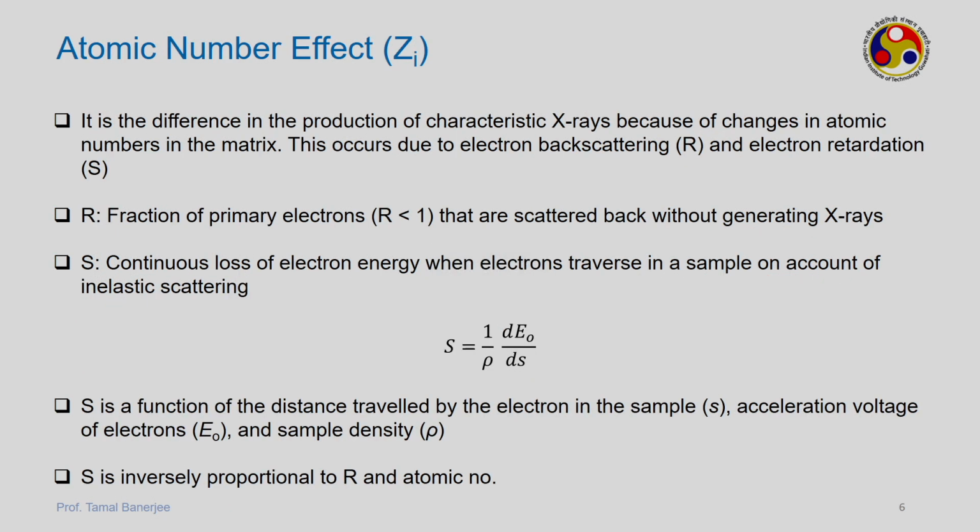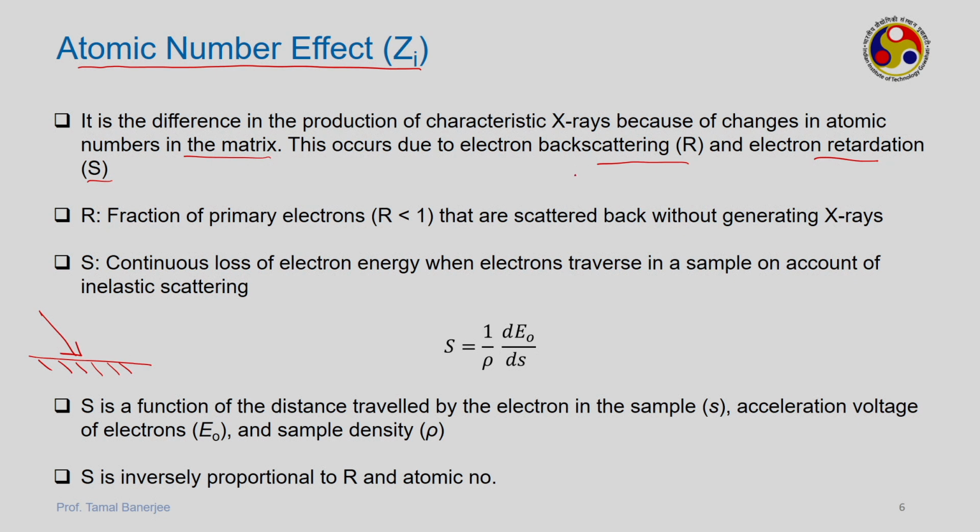First Z, this Z is nothing but the atomic number effect. So what is it? It is a difference in the production of characteristic X-rays because of changes in atomic numbers in the matrix. This occurs due to electron backscattering and electron retardation. Now, as I told you, when a particular electron beam hits the surface, there will be elastic collisions and inelastic collisions, fine.